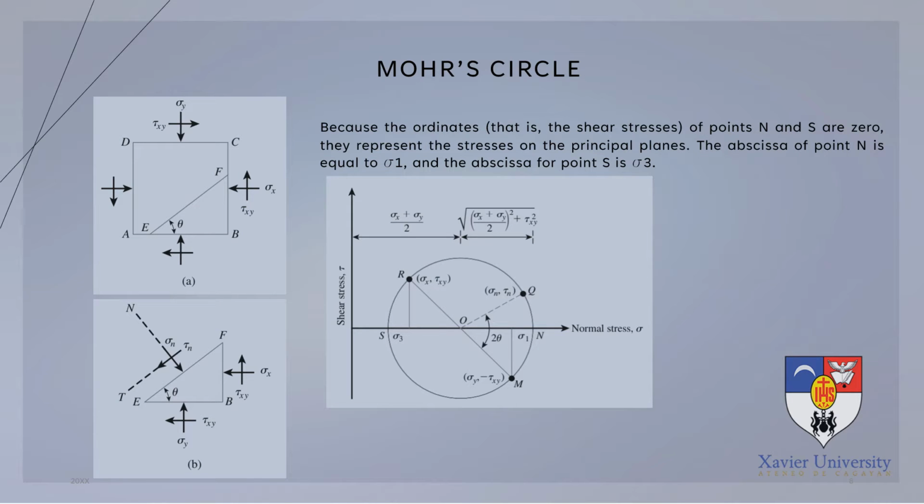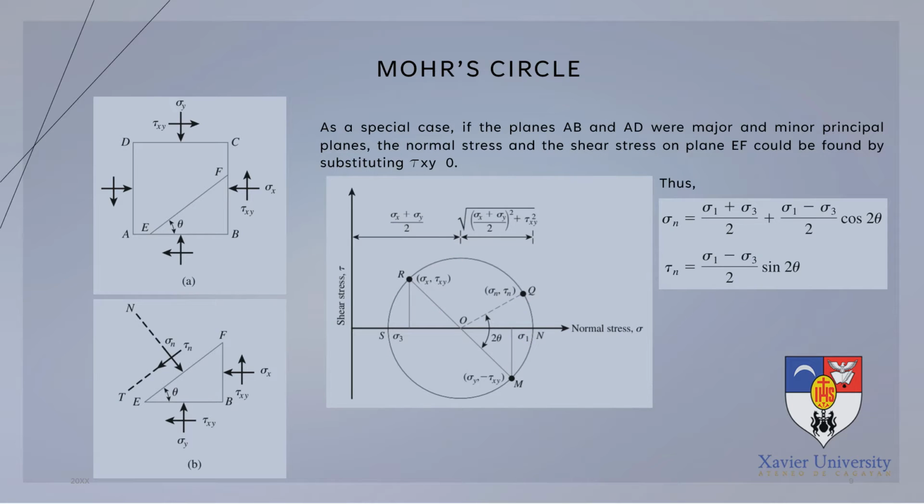Because the ordinates, that is the shear stress, of points N and S are 0, they represent the stresses on the principal planes. So the abscissa of point N is equal to sigma 1, and the abscissa of point S is sigma 3. S here is our minimum principal stress, the nearest point to the origin in the Mohr circle. And point N is the maximum principal stress, or sigma 1, which is the farthest point from our origin in the Mohr circle.